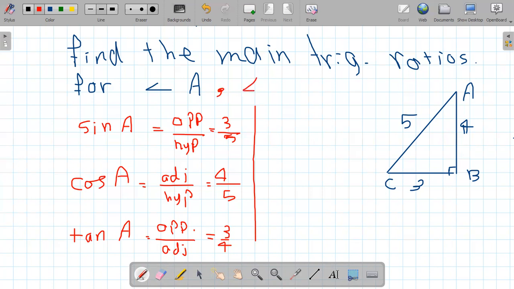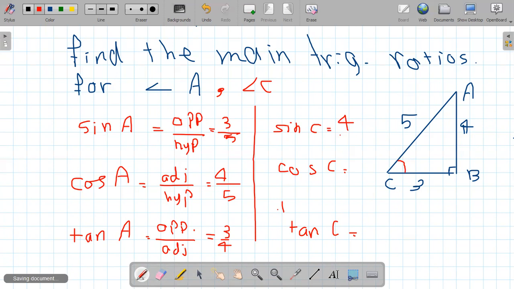If I say also for the angle C, find sine C, cosine C and tan C directly by the numbers. Sine C equals what? Yes, this is angle C. Sine means opposite, 4 over 5. Excellent. Cosine C? 3 over 5. Excellent. Tan C? 4 over 3. Excellent.